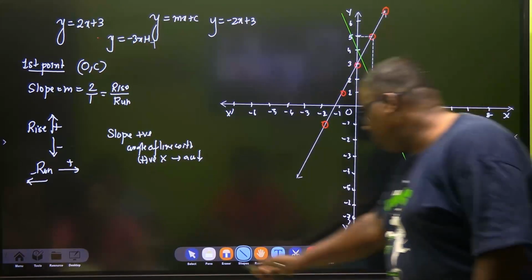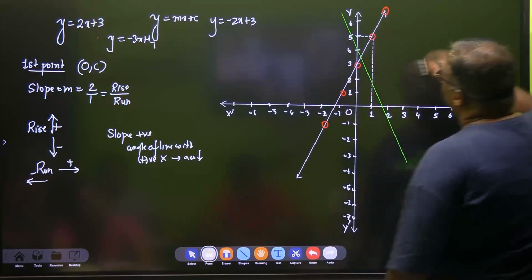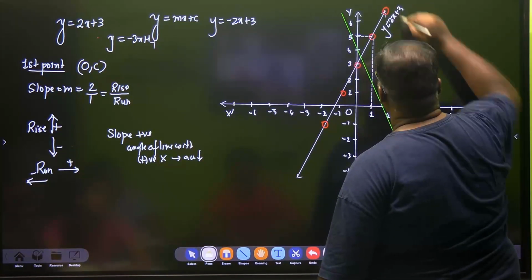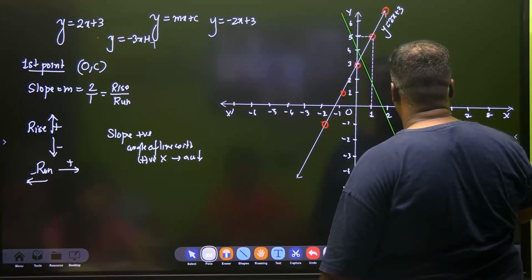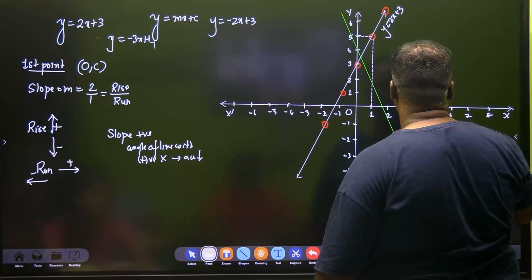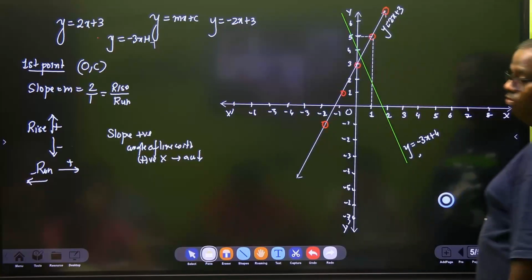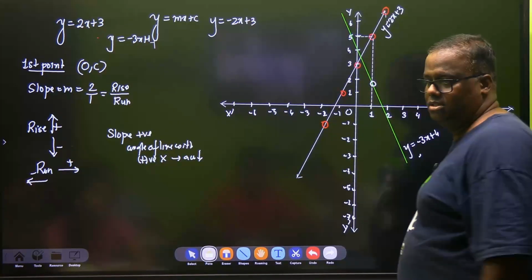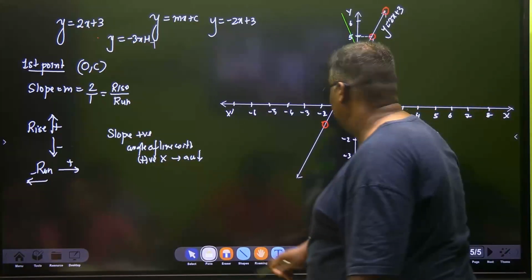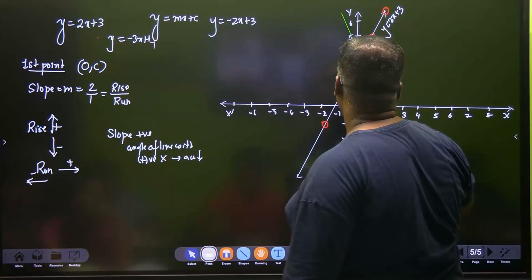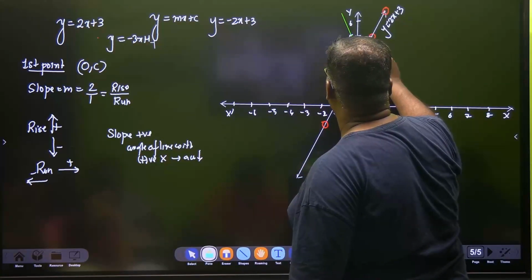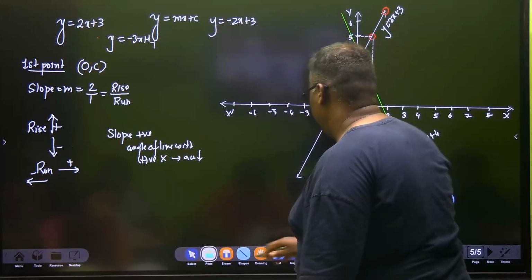And I will take my HB pencil, and on this I will write y equal to 2x plus 3. On this I will write y equal to negative 3x plus 4. Where are they meeting? They are meeting at this point. Agreed? Oh, sorry, they are meeting at this particular point, and this is my solution.